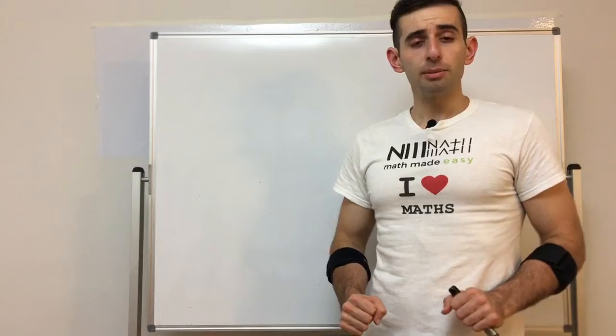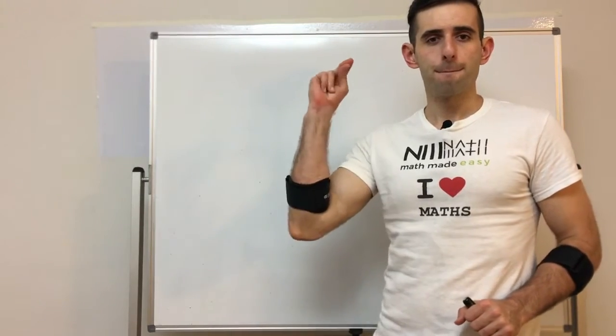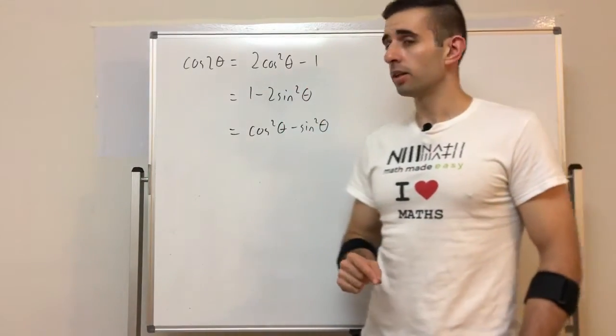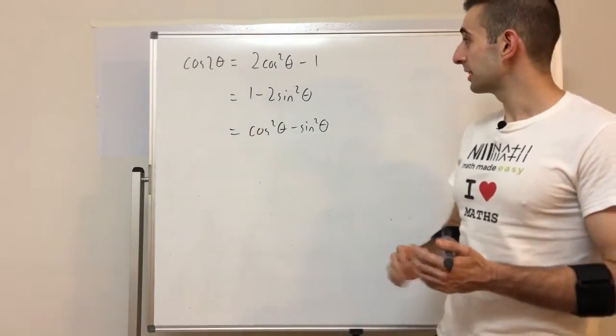So there are three cos double angle identities, and what are they? Whoa, how did I get there? I'm just a math magician these days.